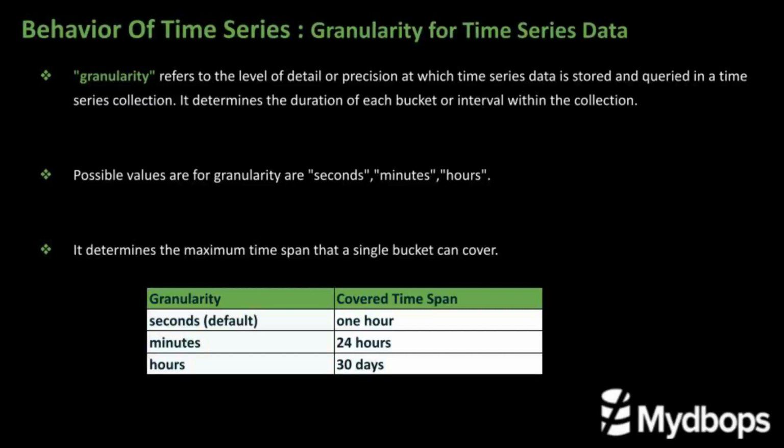Let's map this granularity to the bucket lifespan. If you set the granularity level as seconds, the bucket time span would be 1 hour. If the granularity level is minutes, the bucket time span would be an entire day. And if it is hours, the bucket time span would be a month. Let's understand granularity and the bucket time span with an example.